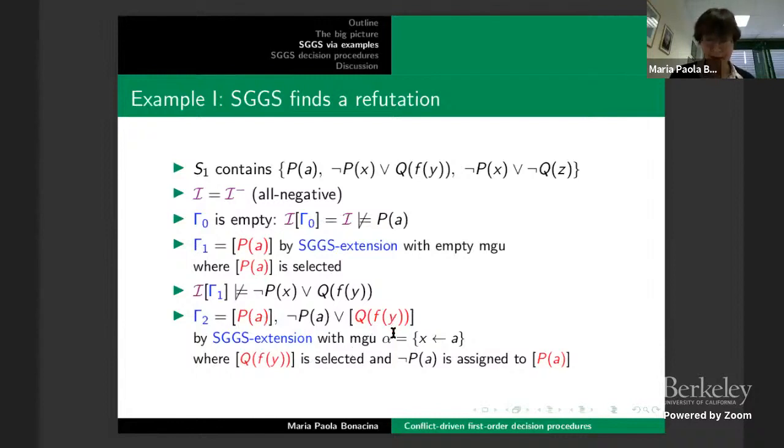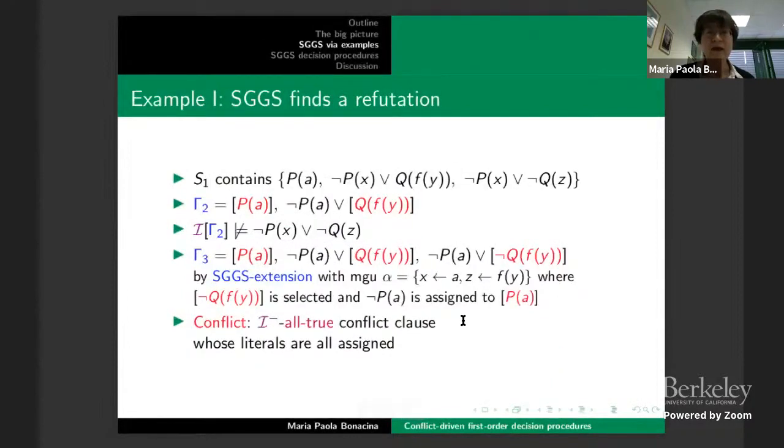The positive literal is selected, and the negative literal not P(a) is mapped backward to the positive P(a) selected to remember, so to speak, that this literal that was true in the initial interpretation is now false because we are modifying the interpretation in an attempt to satisfy the set. Now, with gamma 2, the induced interpretation does not satisfy the third clause, the all-negative one, because it does not satisfy all the instances where x is instantiated with a and z with f(y), since now we have these two red literals P(a) and Q(f(y)) being true. So another SDGs extension with the appropriate MGU puts this instance on the trail.